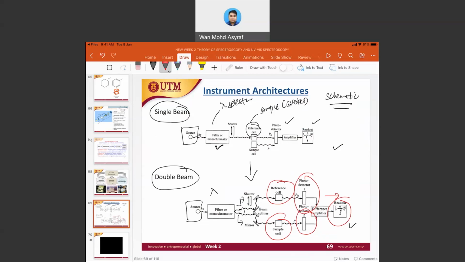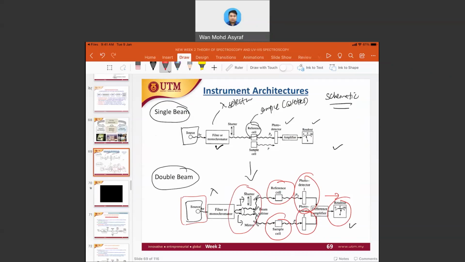Okay, so don't ever make a mistake of saying that double beam spectrometry has two sources, which is no. It comes from just one source, and it's been divided into two. Okay, so that is the difference between a single beam and a double beam.